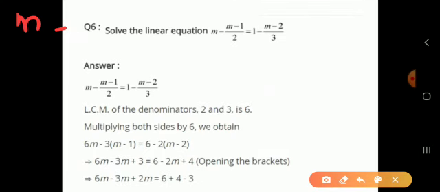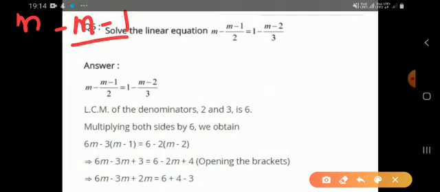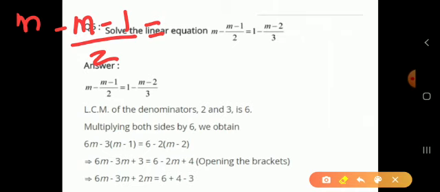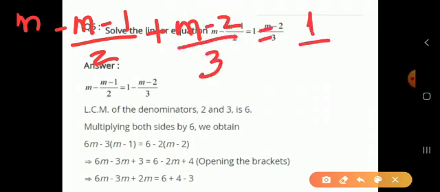minus (m minus 1)/2 as it is, no change in it, equal to. Here we are shifting this term to the right hand side, so the minus sign will become plus, (m minus 2)/3, equal to 1 as it is. The 1 on the right hand side we have written as it is. This first term m, we can write as m upon 1. There will be no change in its value.